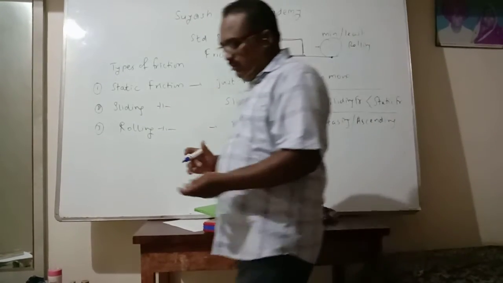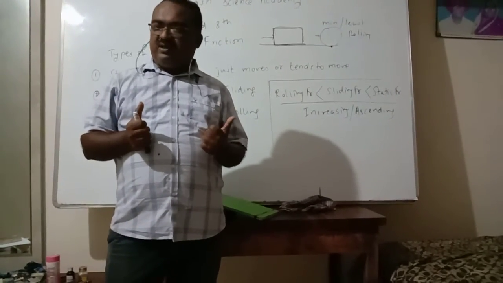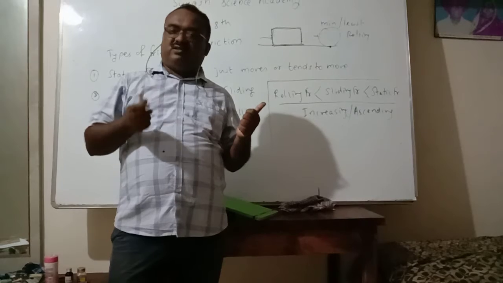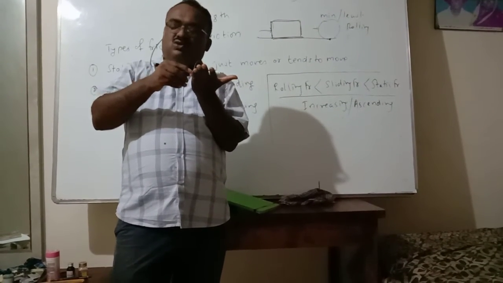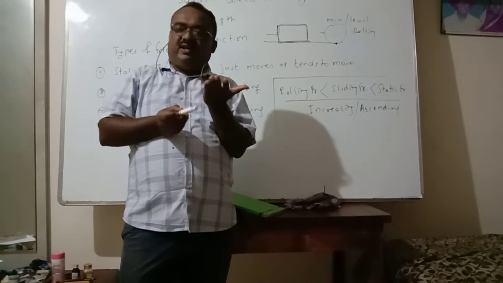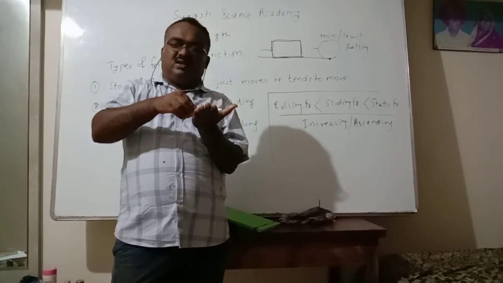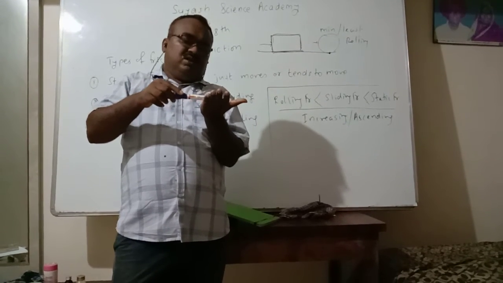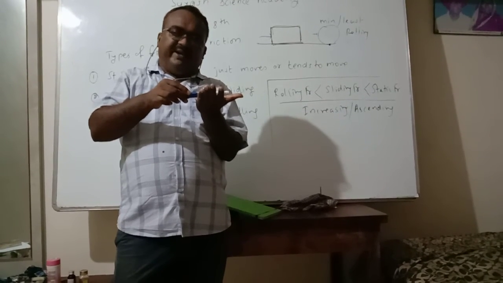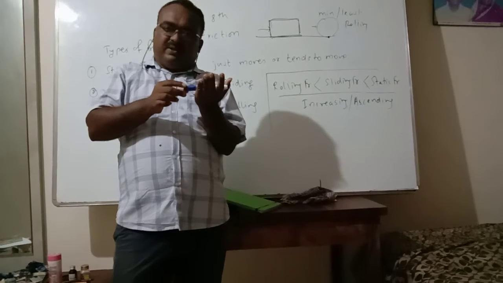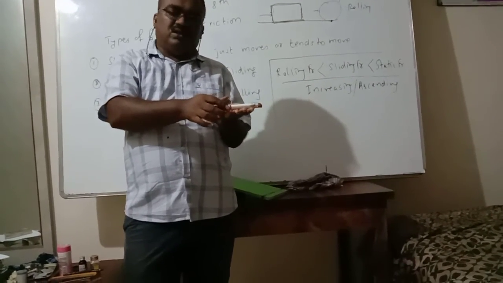So today we have discussed types of friction. How many types of friction? There are 3 types of friction. One is static friction, when one body moves or tends to move over another. Second is sliding friction, when one body is sliding over another body. In sliding motion, the object is moving with constant velocity, and it is lesser than static friction. Third is rolling friction, when one body is rolling over another body.